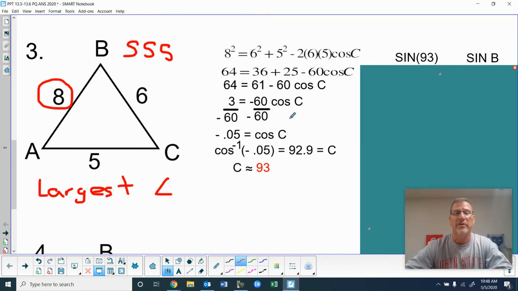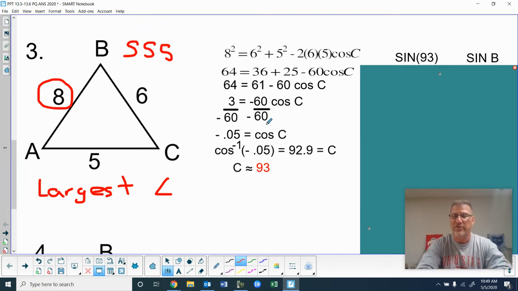Okay, so 8 squared was 64, 6 squared 36, 5 squared is 25, 2 times 6 times 5 was 60. All right, so we got 36 plus 25 is where I got the 61. Now, this is where sometimes you make a mistake. I cannot subtract this 60 from this 61 because this 60 is times the cosine of C. So what I have to do first is subtract the 61 over. All right, subtract 61 over. That's where this 3 came from. Remember, this is negative 60 times the cosine of C, so I divide both sides by that negative 60, and that gives me that negative 0.05.